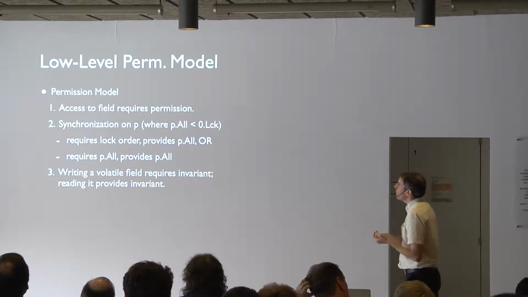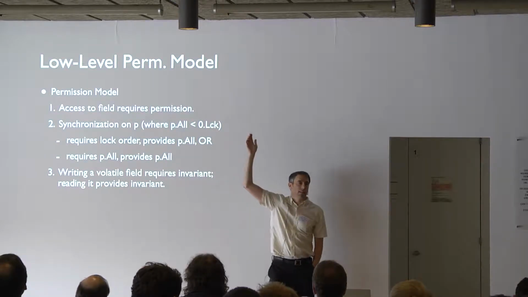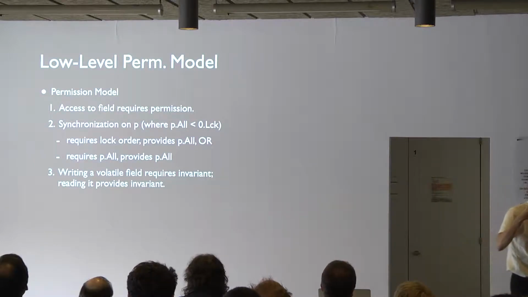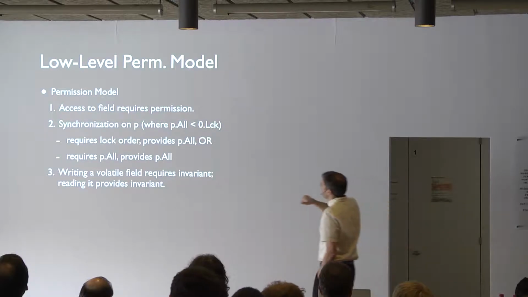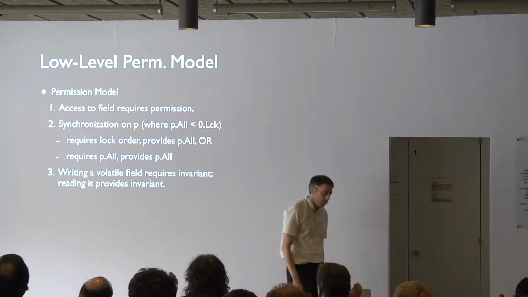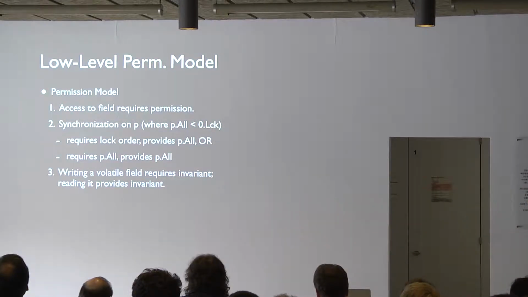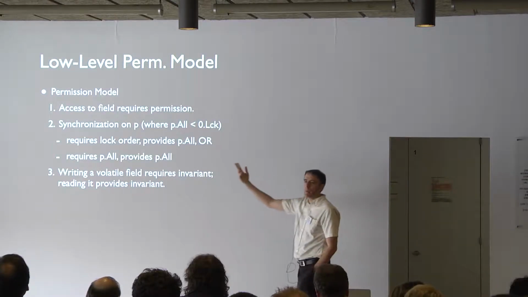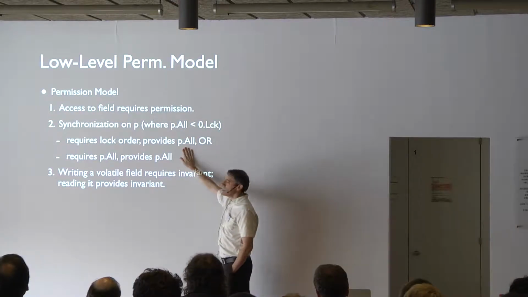So the permission model: you need to have permission to a field in order to access it. And then we also model synchronization. If you want to synchronize on an object, we need to know that the object's been properly set up so that p.all is nested in the special lock place. And then when you do the synchronization, it either requires that we have proper lock order, so we don't have a deadlock, and then it gives you permission to p.all.